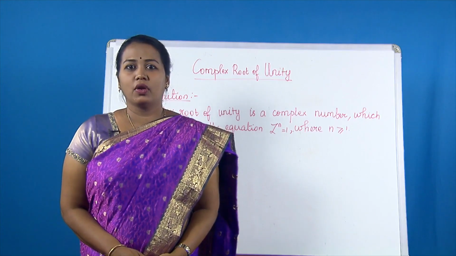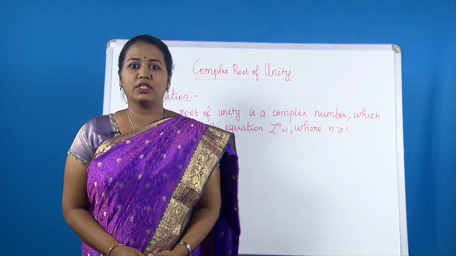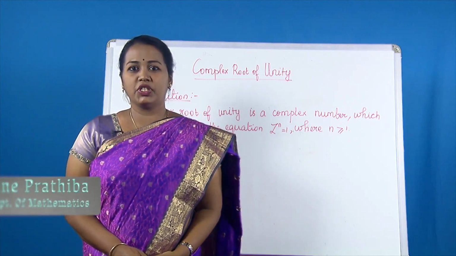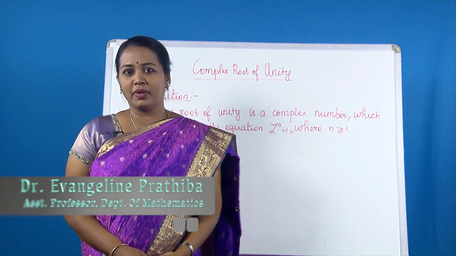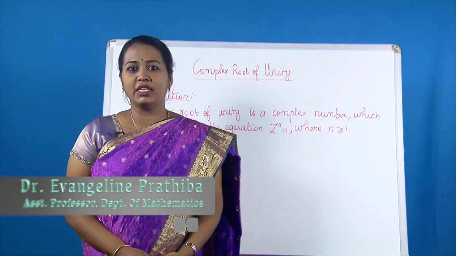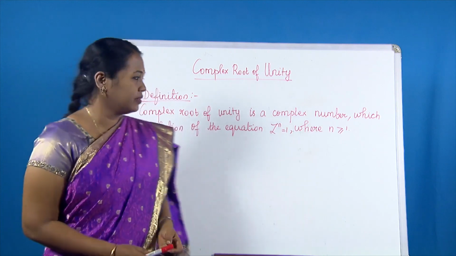Title of the module: Complex Roots of Unity. In this module, we are going to see about the complex roots of unity, which is also known as a de Moivre number, and it is basically a complex number which when raised to some integer n gives the result as 1. Let us see the definition.